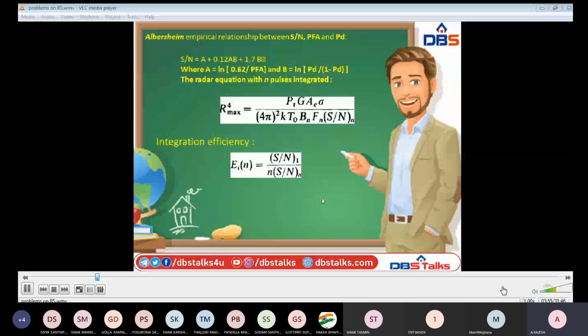By using these formulas only, we are going to solve some problems, and these problems may be asked in your final examination.